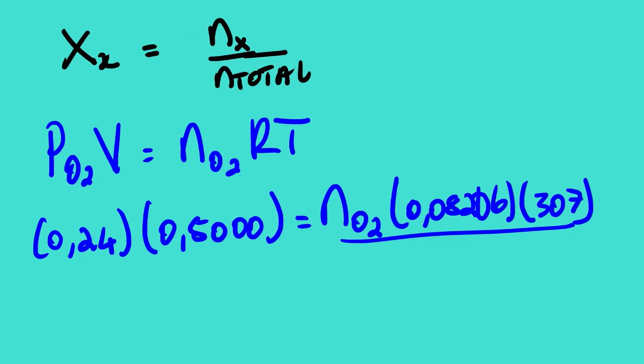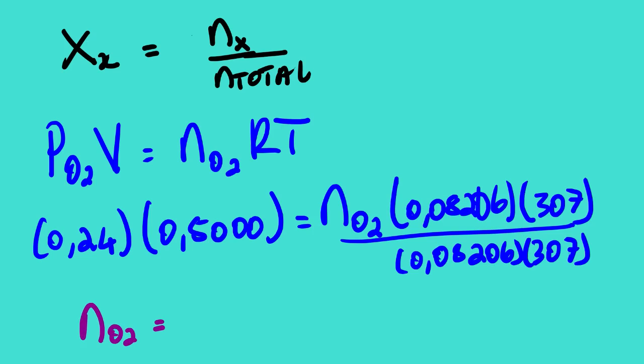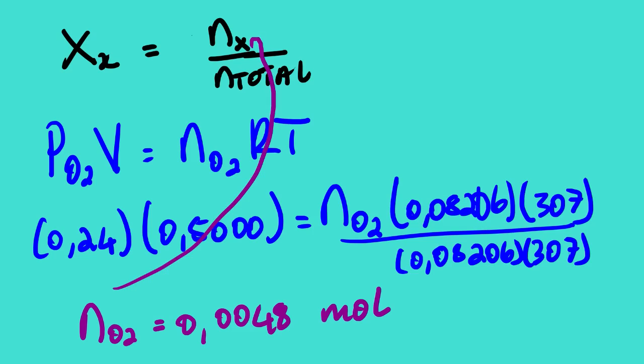We divide both sides by 0.08206 and 307. We are going to get our number of moles of O2 as 0.0048 mole. So after finding this, we can go ahead and substitute it here. But in order to actually get the mole fraction of oxygen, we need to find the total number of moles. So far we only have the number of moles of oxygen. So let us go ahead and calculate the number of moles of nitrogen.